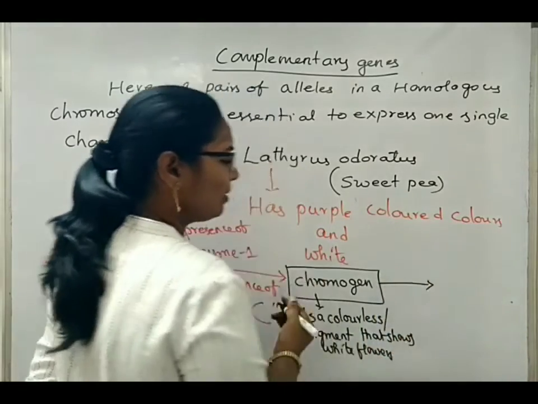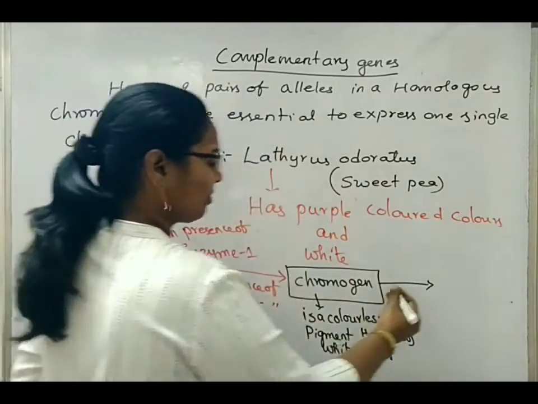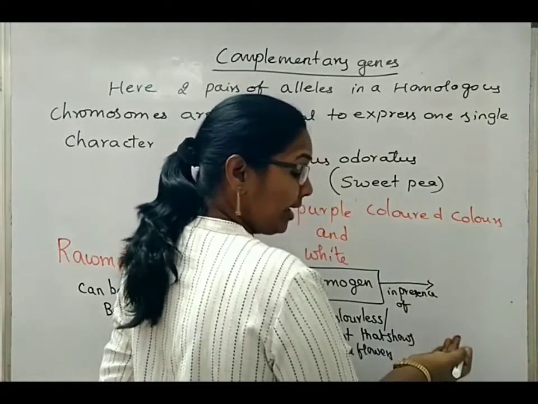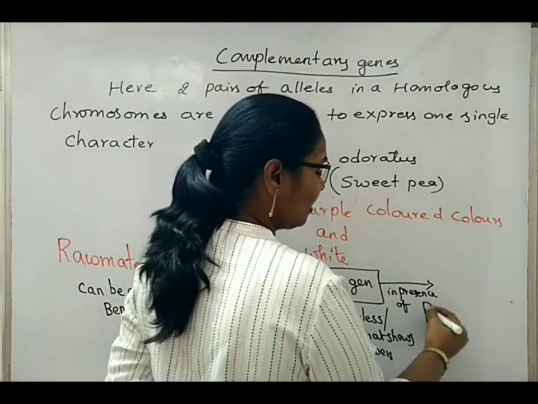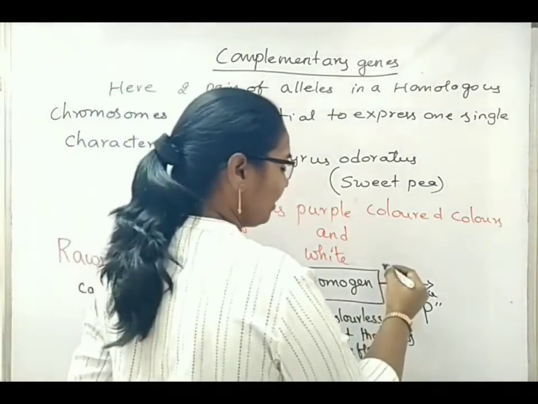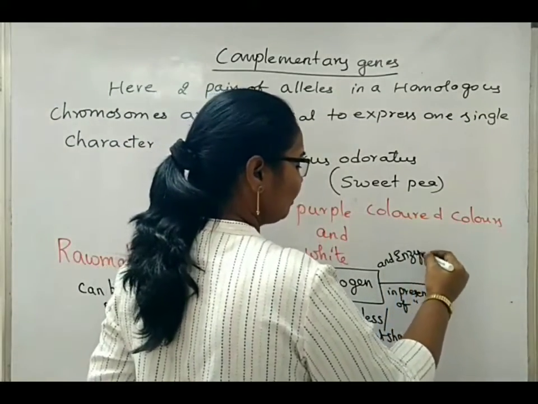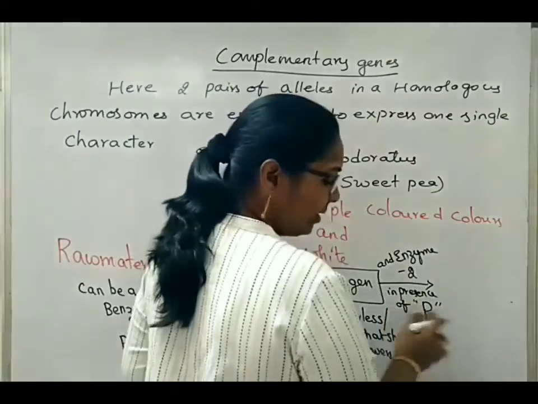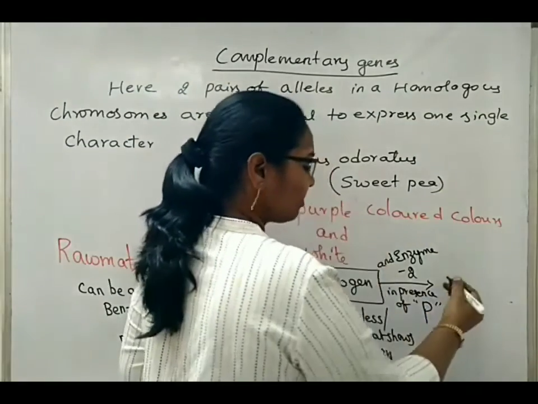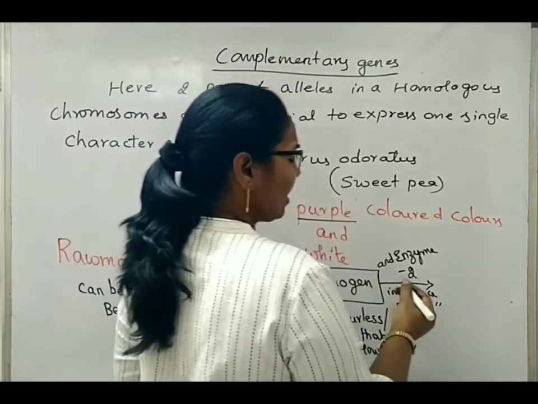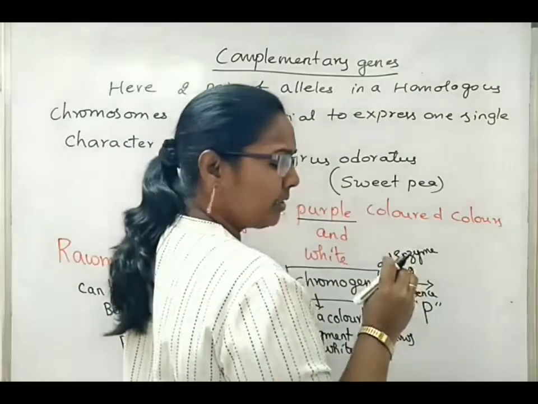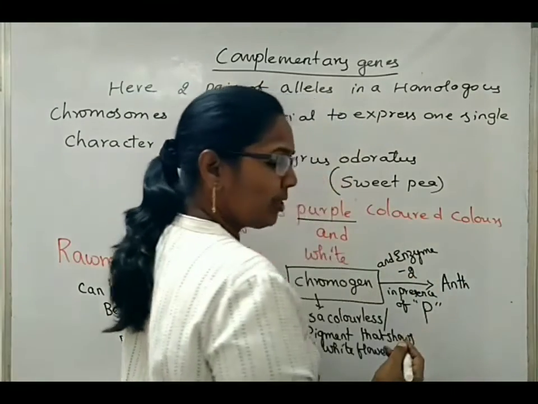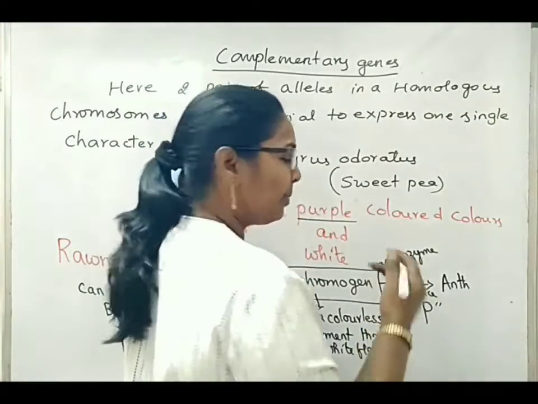This colorless pigment, again, in presence of or in combination with another allele form, that is P, and another enzyme, that is enzyme 2, I am writing 2 because we have seen different types of raw material. Then it gives out the character that is finally the purple colored character, and the substance responsible for purple color is anthocyanin. That helps in production of anthocyanin pigment, which gives out purple color.